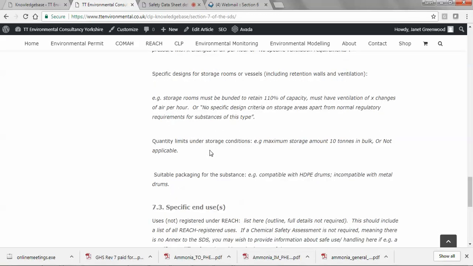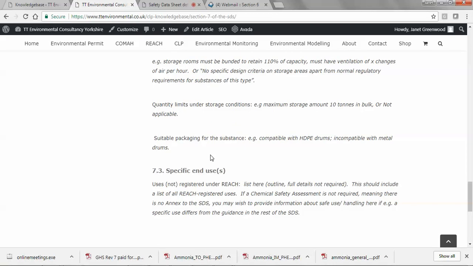And you may need quantity limits for storage conditions, maximum storage amount. This is for things that when they're stored in bulk can actually have extra risk. For example, some of the oxidizers, once they get above a certain mass, can then generate sufficient heat to have a runaway and a fire. And also suitable packaging for the substance.